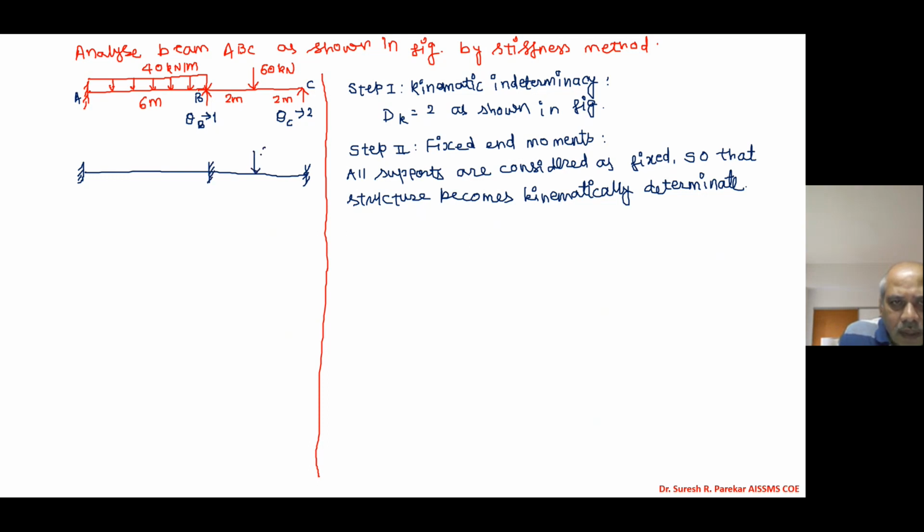This diagram plays a very important role. If you draw this diagram properly in the examination, then no one will go through your steps and calculations. So be very careful. This diagram plays a very important role in the stiffness method. So 6 meters, this is the given view. This is the kinematically determinate structure.